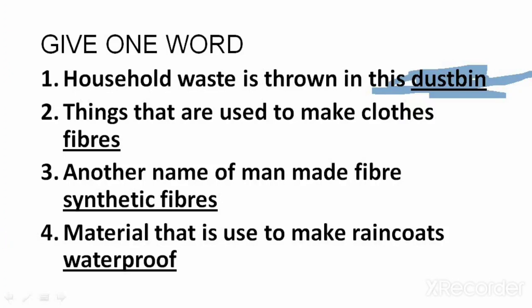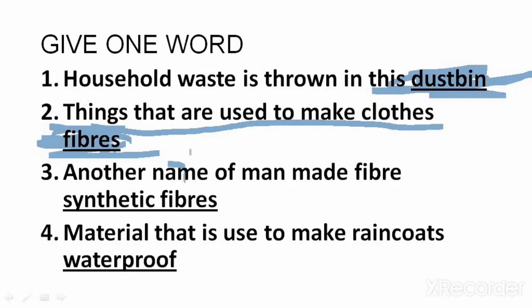The second one, things that are used to make clothes: fibres. T-H-I-N-G-S, things, T-H-A-T, that, A-R-E, are, U-S-E-D, used, T-O, to, M-A-K-E, make, C-L-O-T-H-E-S, clothes, F-I-B-R-E-S, fibres. What are fibres? Fibres are the thin thread-like material used to make clothes. What is the answer? Fibres.